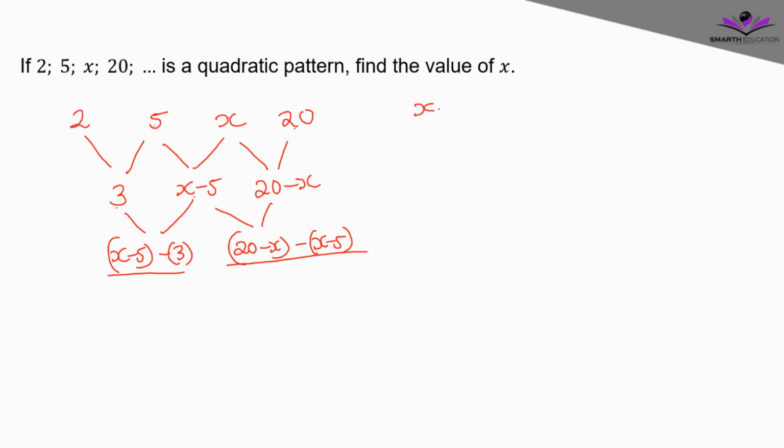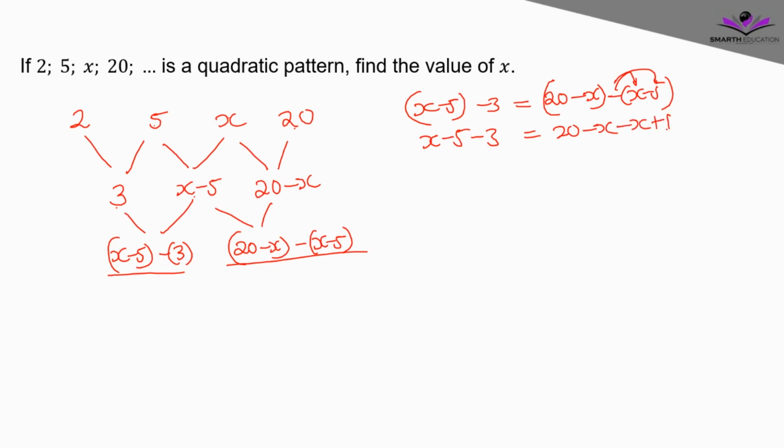So we have x minus 5 minus 3, the bracket does not change anything there, and then is equal to, because these are the second differences, 20 minus x minus (x minus 5). Then it becomes x minus 5 minus 3 is equal to 20 minus x. Then distribute your negative 1 there, minus x plus 5. Simplify this side, x minus 8 is equal to 25 minus 2x.